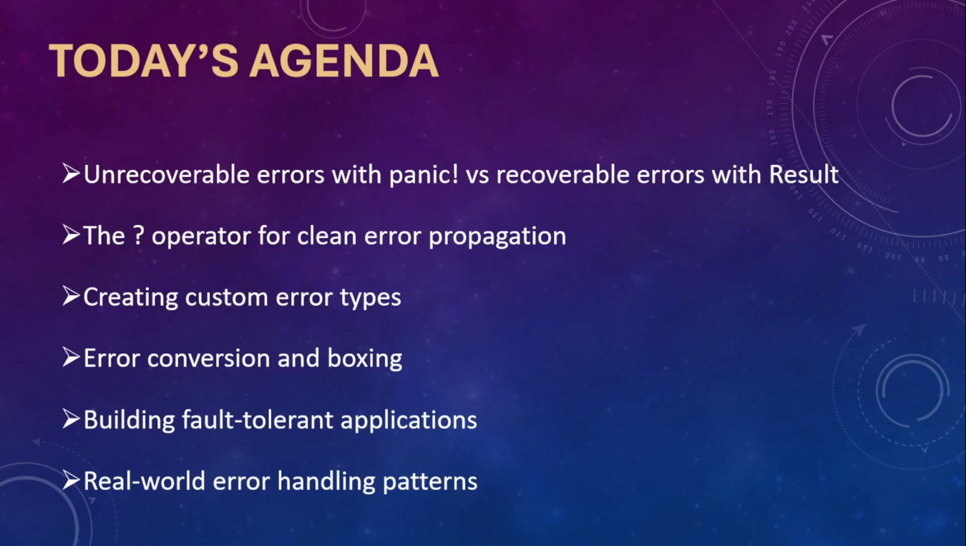So Rust does not have exceptions like other languages. Instead, in Rust, we have two main ways to handle problems, which are panic for unrecoverable errors and Result enums for recoverable errors. This explicit approach leads to more reliable code and better error handling approaches.